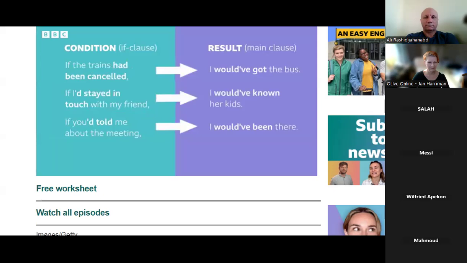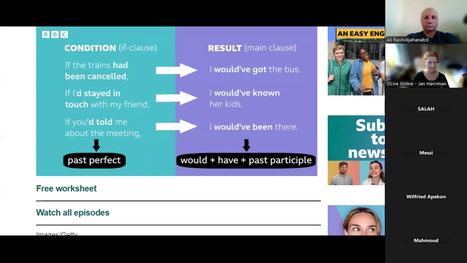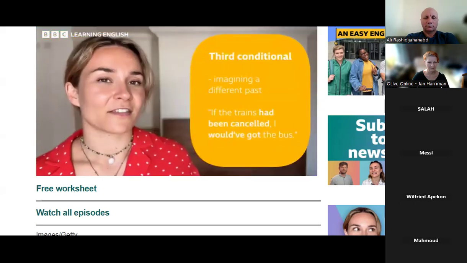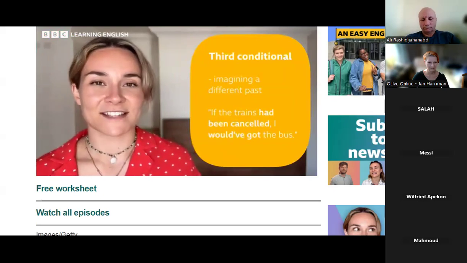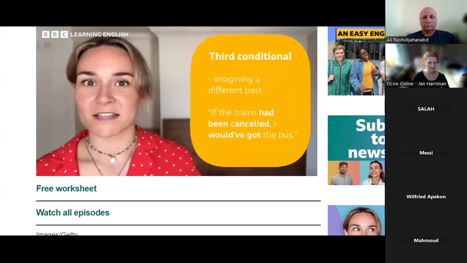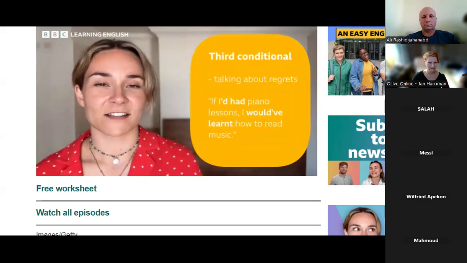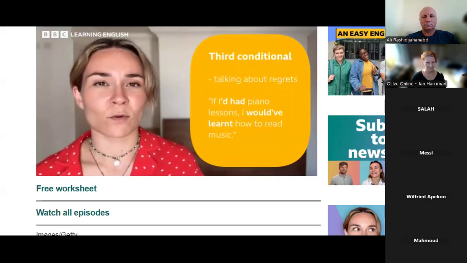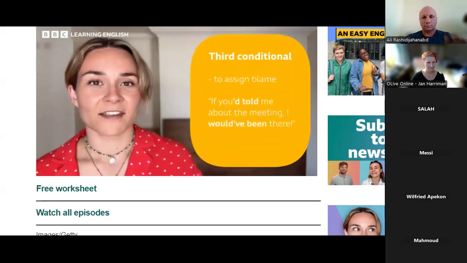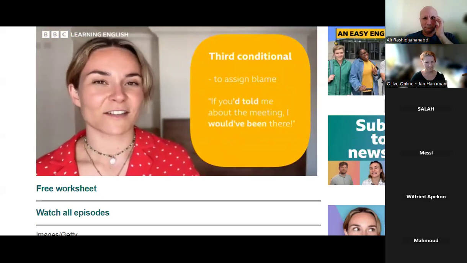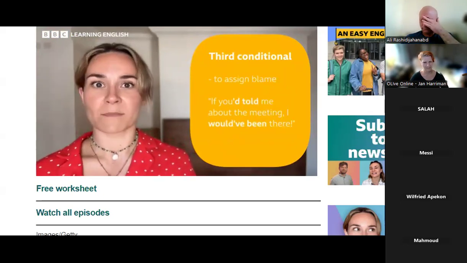In the if clause, we use the past perfect, and in the result clause, we use would plus have plus a past participle. To recap, the third conditional is for imagining a different past. If the trains had been cancelled, I would have got the bus. To talk about your regrets, if I'd had piano lessons, I would have learned how to read music. And to assign blame, if you'd told me about the meeting, I would have been there.